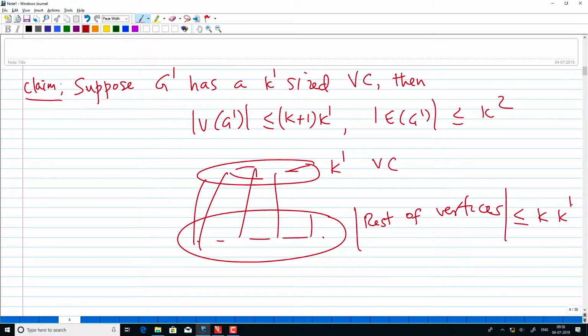There's one more thing I need to do. G prime may not have only this many vertices. G prime may have a lot more vertices, okay? Then what happens from this claim? So that's the end of the proof of this claim. Now let me add one more rule, okay? Reduction rule 4.